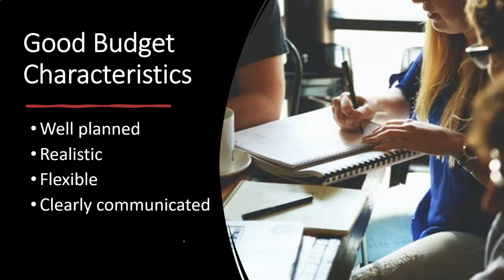So, clearly communicate. Obviously it's a lot easier to take action if your budget goals are clearly communicated, and you're able to express them to yourself and others fairly clearly. The idea of the budget is to make things more clear, so that you can then see exactly what you're doing in the future and whether the decisions you're making are in alignment with the goals that you have set in the budget.